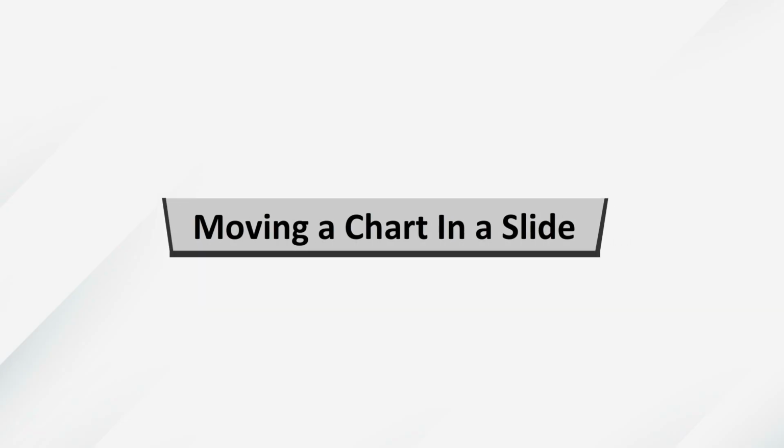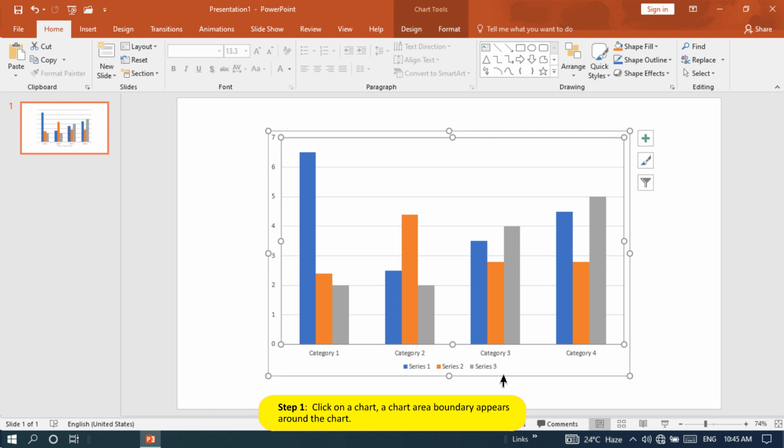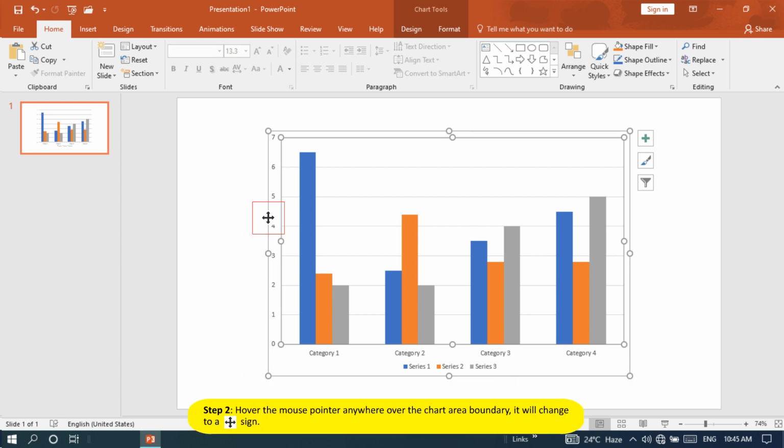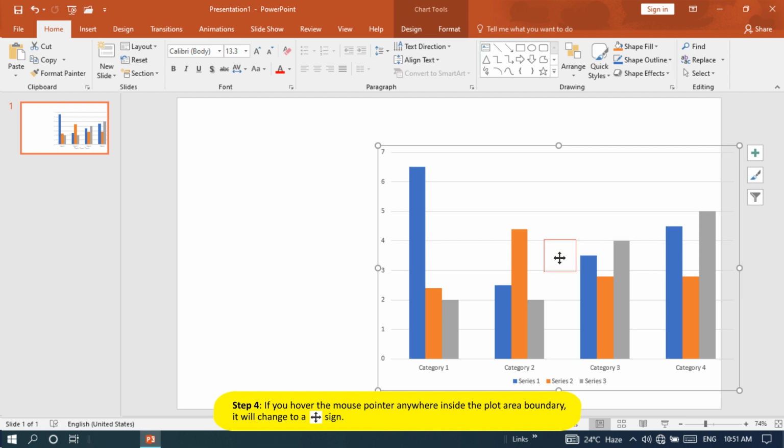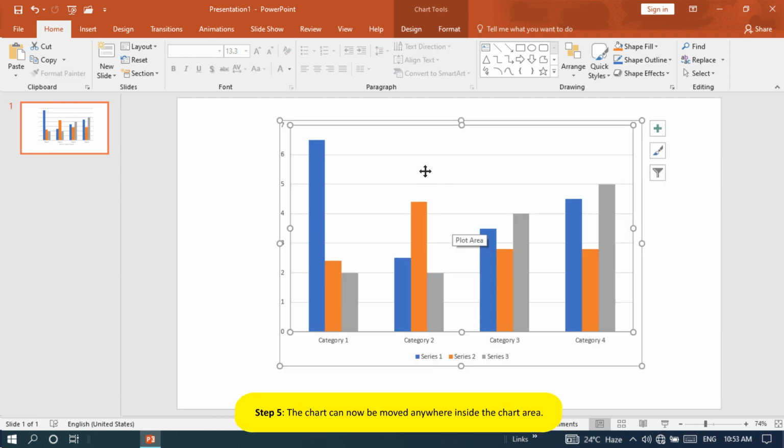Moving a chart in a slide. Step 1. Click on a chart. A chart area boundary appears around the chart. Step 2. Hover the mouse pointer anywhere over the chart area boundary, it will change to a sign. Step 3. The chart can now be moved anywhere in the slide. Step 4. If you hover the mouse pointer anywhere inside the plot area boundary, it will change to a sign. Step 5. The chart can now be moved anywhere inside the chart area.